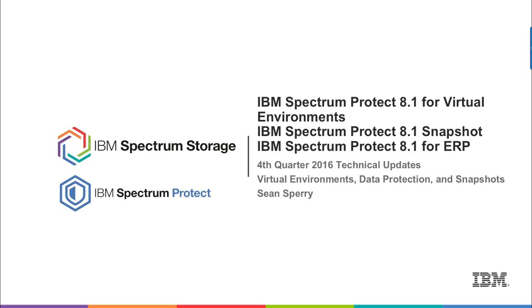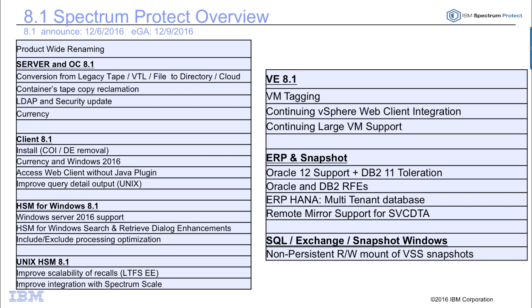And in this video we're going to discuss the new features and enhancements that we are releasing in Spectrum Protect version 8.1. Specifically, we are going to discuss Spectrum Protect 8.1 for virtual environments, Spectrum Protect 8.1 Snapshot, and Spectrum Protect 8.1 for ERP. Now this release will be generally available on 12/9 of 2016, so that's December 9th.